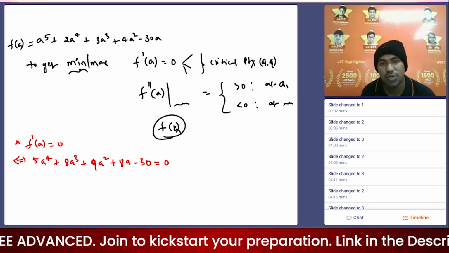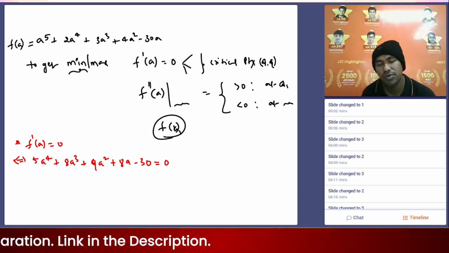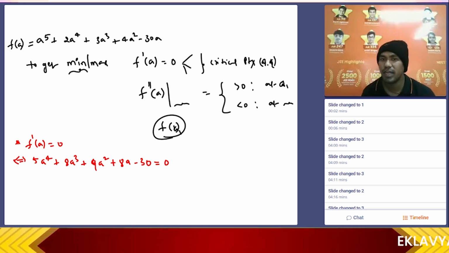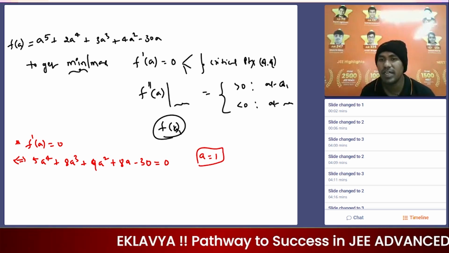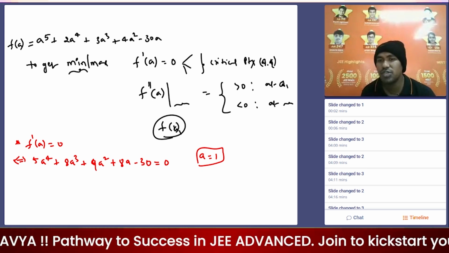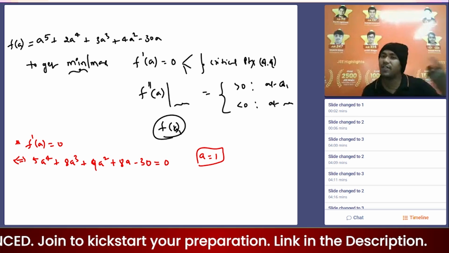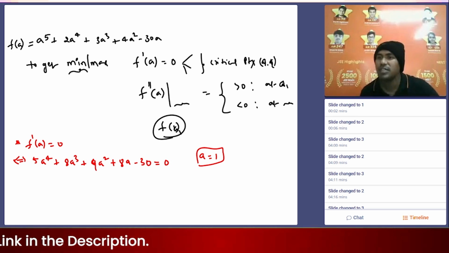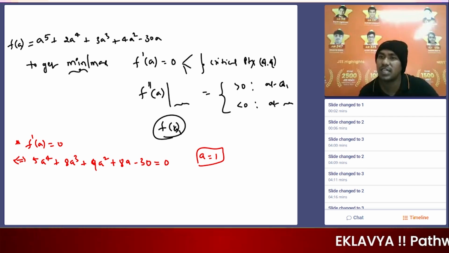If you observe its coefficients, 5 plus 8 is 13, 13 plus 9 is 22, 22 plus 8 is 30, and 30 minus 30 is 0, right? That means at a equals 1, it becomes 0, so a equals 1 is a root. Next, to identify the other 3 roots, since it is a biquadratic equation, we will use the synthetic division method.